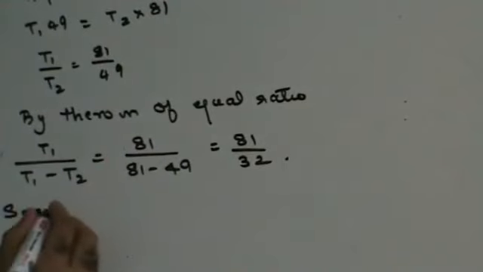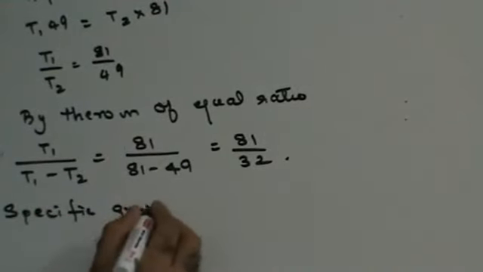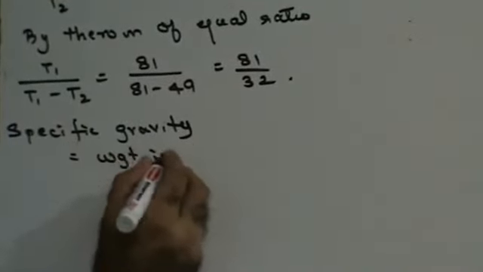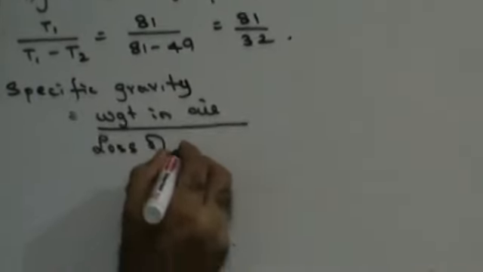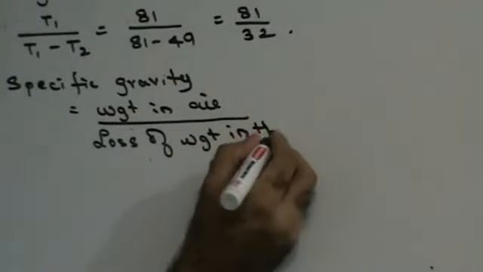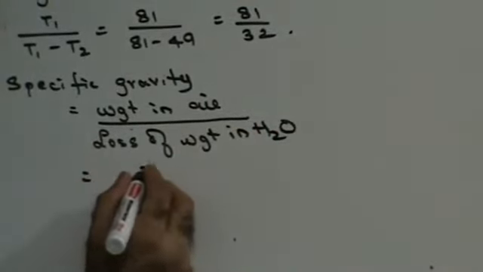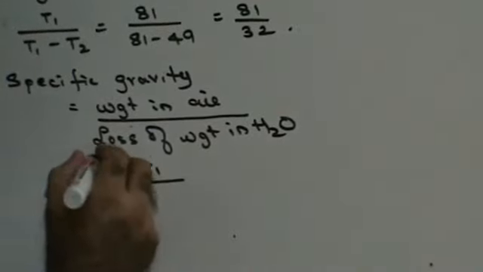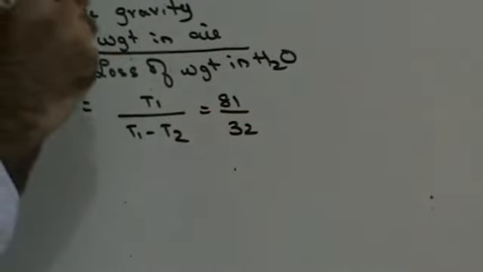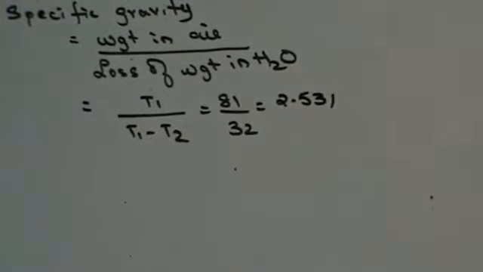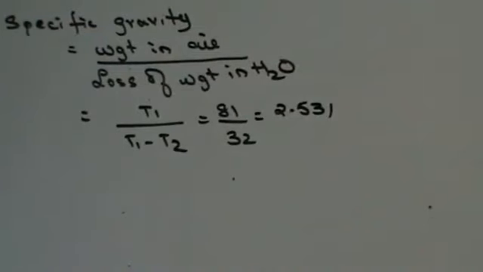Specific gravity is given by the formula of weight in air upon loss of weight in water. Weight in air is nothing but T1, loss of weight in water is nothing but T1 minus T2, which we've already found out is 81 upon 32, which is nothing but 2.531. Right? So the specific gravity is going to be nothing but 2.531. Next, take down the next one please.